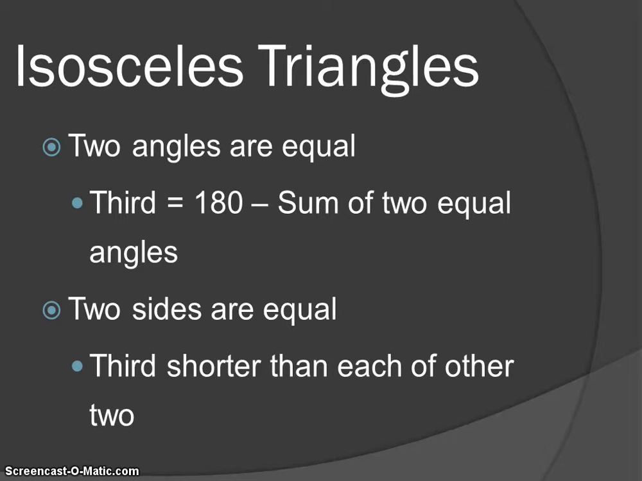Secondly, there are isosceles triangles. Isosceles triangles are triangles in which two of the angles are equal to each other. In order to find the third angle in this triangle, you take 180 degrees and subtract the sum of the two equal angles. Also, with isosceles triangles, two of the sides are equal as well, with the third being shorter than each of the other two, making it a closed figure.